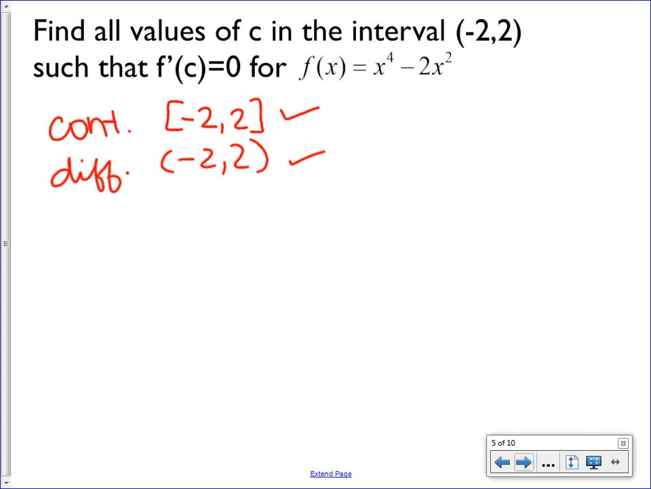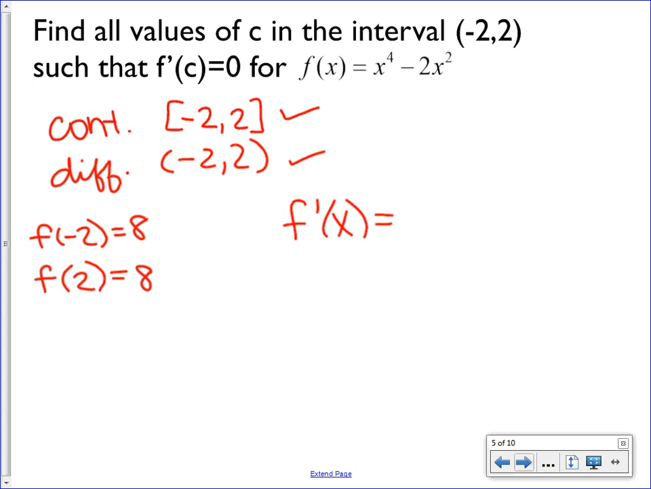Let's just double check. What is our function evaluated at -2? 8. And our function evaluated at +2? 8. Okay, so we're at the same heights. We're continuous and differentiable. We're going to have at least one value where our derivative is going to be 0. What is our derivative? 4x cubed minus 4x.